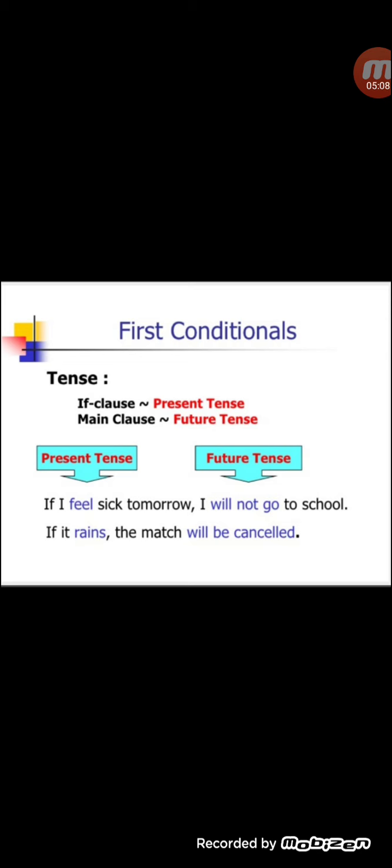first conditionals. In this first conditional, the tenses of the two parts are present tense and future tense. Here we can see that the if clause should be in present tense and the main clause should be in future tense, right? If I feel sick tomorrow, I will not go to college. If it rains, the match will be cancelled. These are the two sentences in which we can find the first part is present tense, and second part is future tense.